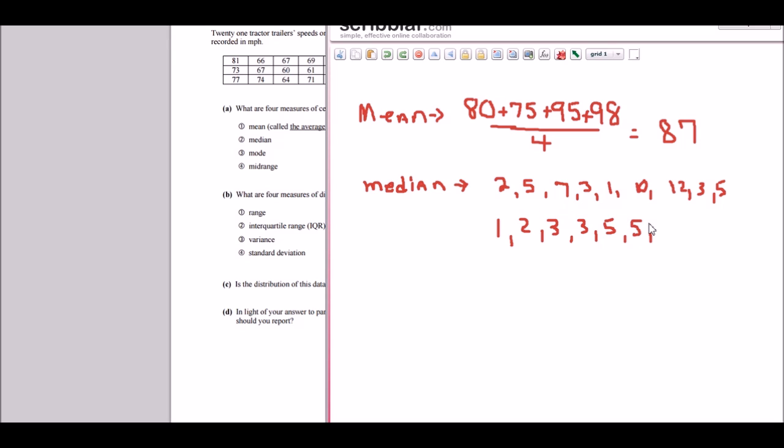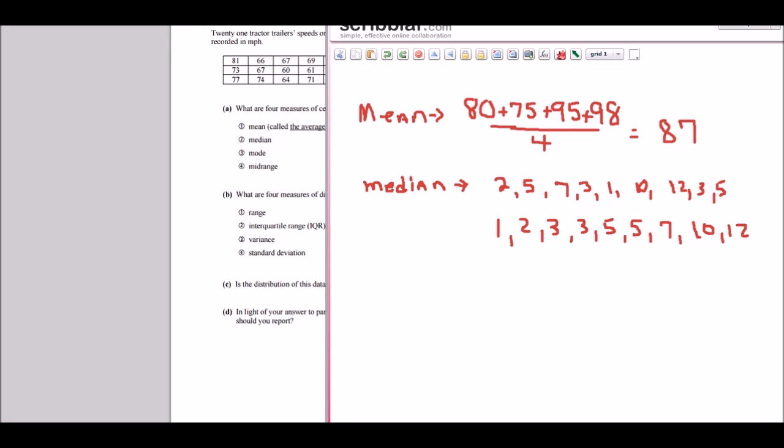We have 7, and then 10, and then 12. Alright, let's make sure I didn't make any goofs here. 1, 2, 3, 4, 5, 6, 7, 8, 9 numbers. Okay.